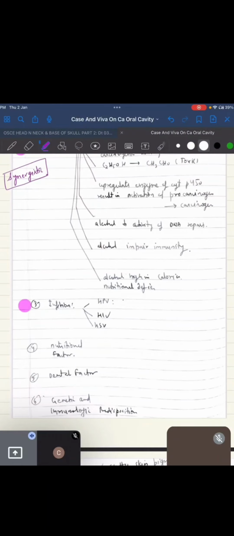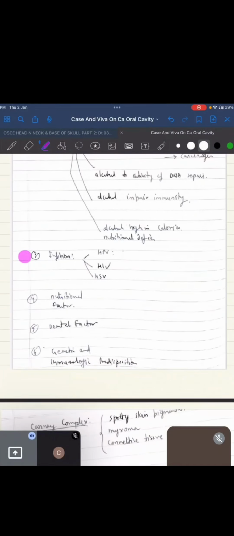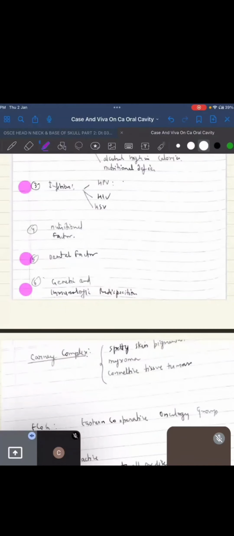Infection we all know: HPV, HIV, HSV. Nutritional factors, dental factor is an important thing, genetic and immunological predisposition. We have seen the problems that can be associated with familial malignancy.